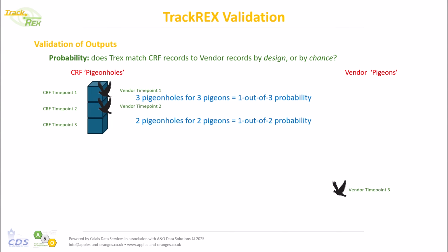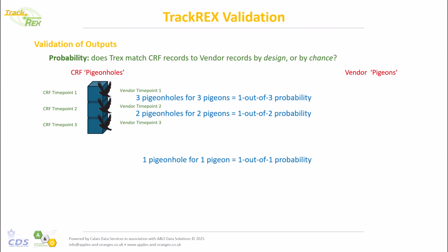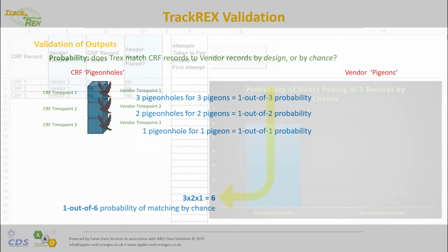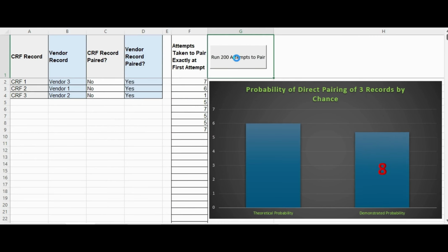We can repeat this now for 3 time points. The mathematics gets a little more complicated. But we can see 3 times 2 times 1 is 6. So in this case, there would be a 1 out of 6 probability of 3 pigeons matching 3 pigeonholes purely by chance. We can see this play out again in Excel.